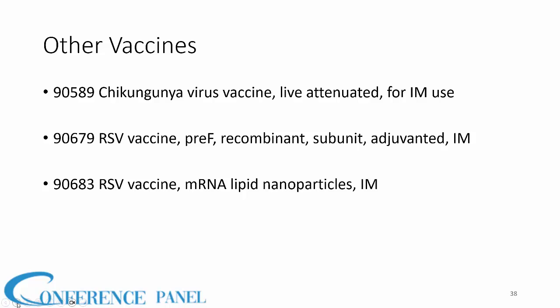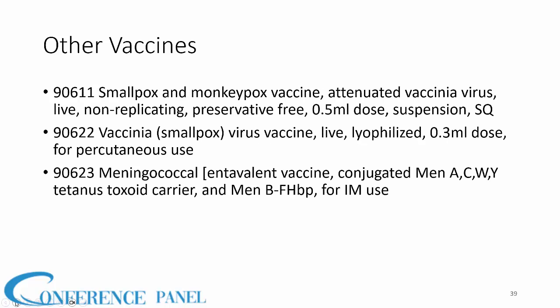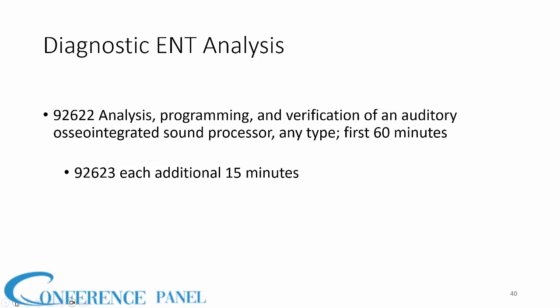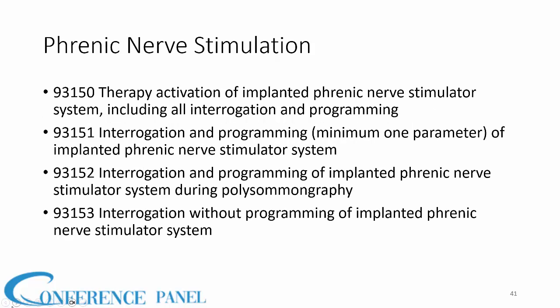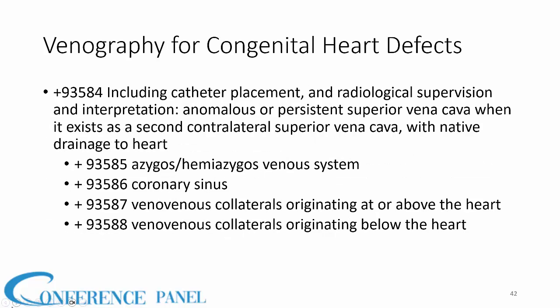Other vaccines, these are 3 other vaccines. There's a couple more RSV vaccines listed here. And then there's some new ones here for the smallpox. In the medicine section, we have codes for a diagnostic otolaryngology analysis. So here is the programming for those. Phrenic nerve stimulators. And then we also have some add-on codes for venography of the congenital heart defects.